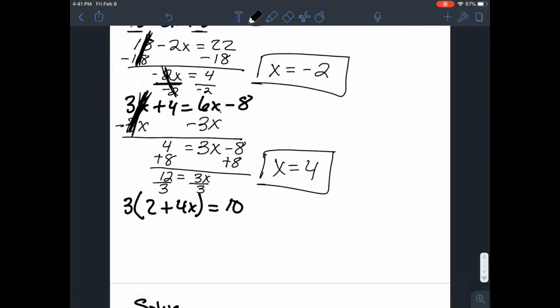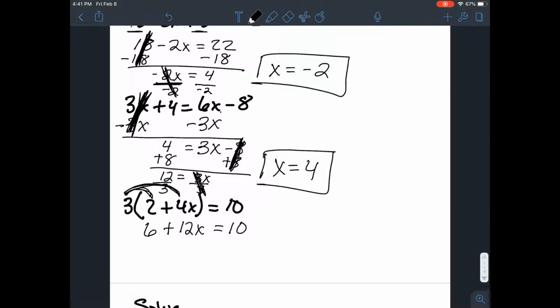Okay. Now this last one is a little different. It's what's called the distributive property. So you have to distribute this 3. Now when you distribute this 3, you are multiplying this 3 by both of those numbers. So you take 3 times 2, which is 6, and then 3 times 4, which is 12. So you have 6 plus 12x equals 10.